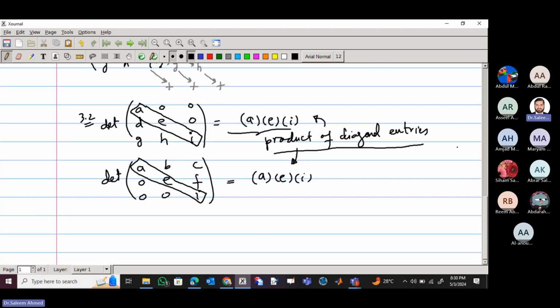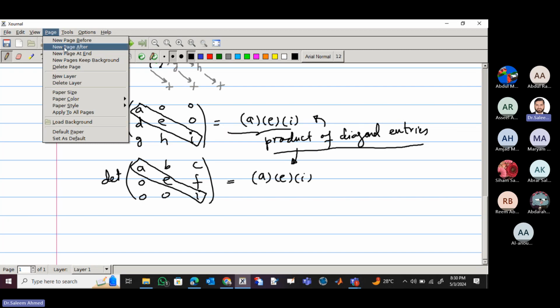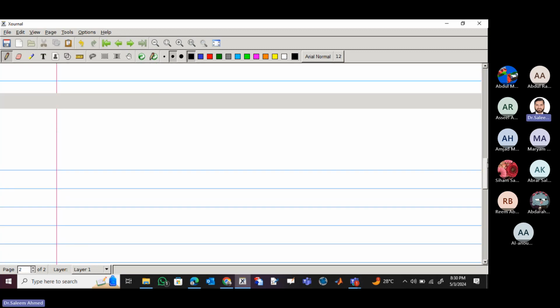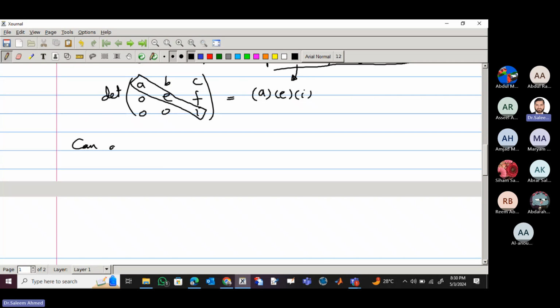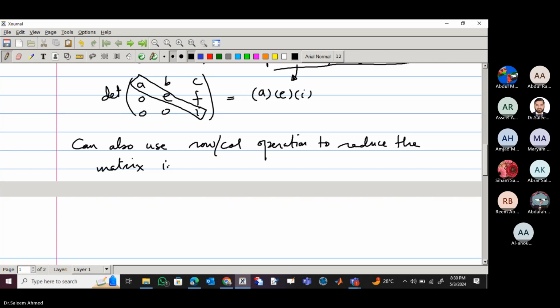Also in 3.2, they said you can use the row and column operations as well. You can also use row or column operations to reduce the matrix into lower or upper triangular form. Student: Sir, in the exam, will you ask a specific way of solving, or you'll just say find the determinant? Find the determinant. Yes, find the determinant. It's your choice how you find it.